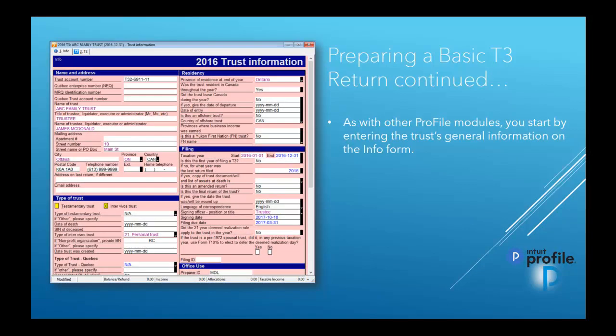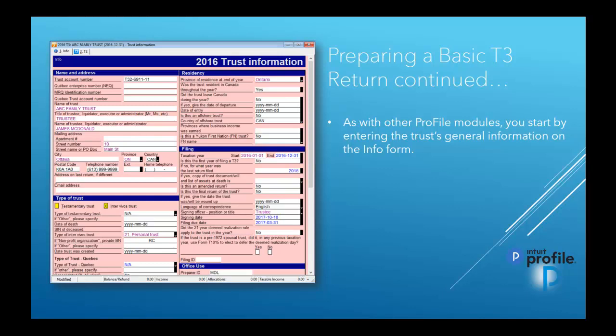As with other ProFile modules, you start by entering the trust's general information on the information page. So you'd have to fill in the sections like the name and address, putting in the trust account number, name of trust, title of the trustee, name of the trustee, mailing address. Any information that you can apply within the section, you can. Usually it will be in black text.